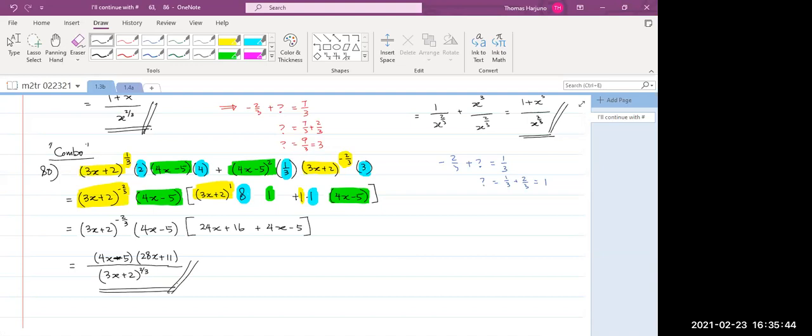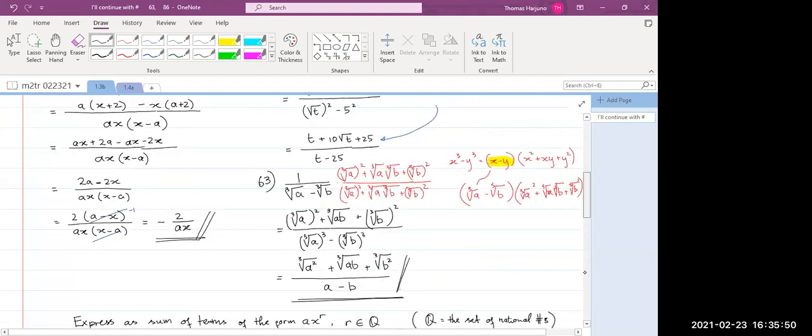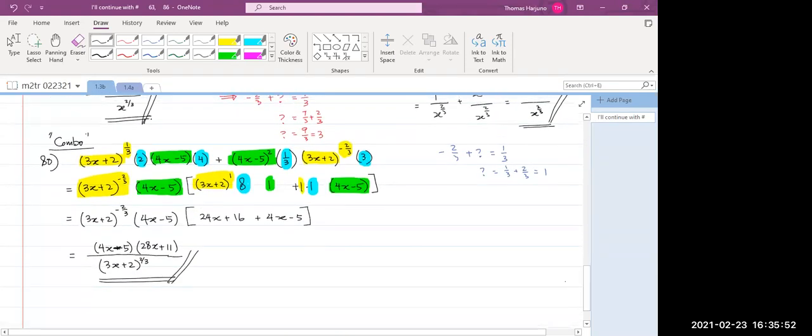Are we gonna do another example like this? Because I will. Yeah, where did the 3x plus 2 to the 1/3 power go? Like it just disappeared. Sorry, x to the power of what? 3x plus 2 to the power of 1/3, like in number 80. Where did it go? It's just gone.